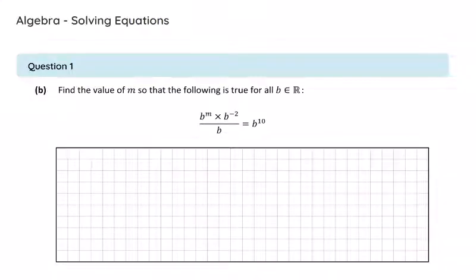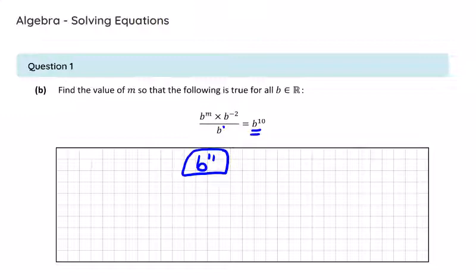In question 1 in this video for algebra solving equations, we've got our indices rules. On the bottom we've b to the power of 1, so the top has to be b to the power of 11. Because of our rules of indices, b to the power of 11 over b to the power of 1 would be b to the power of 10.